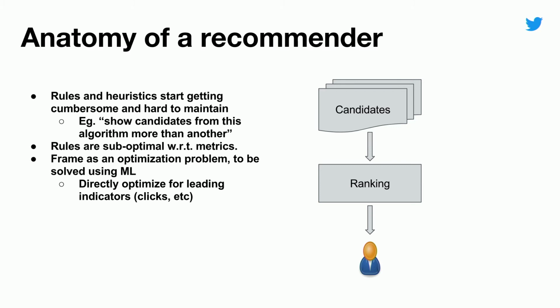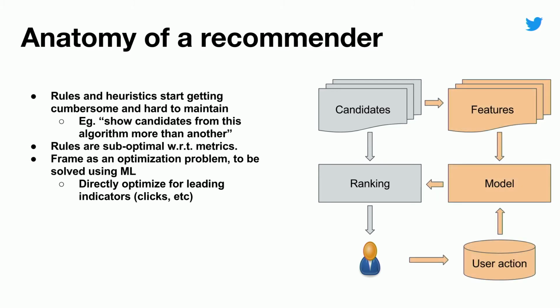Unfortunately, rules are suboptimal with respect to metrics. It is much better to frame it as an optimization problem to be solved using ML. For example, you can directly optimize for the leading indicator, saying that we'll just optimize for clicks. And that's where you want to extract features from candidates, extract user actions, join those things, and construct a model that can be used in ranking.